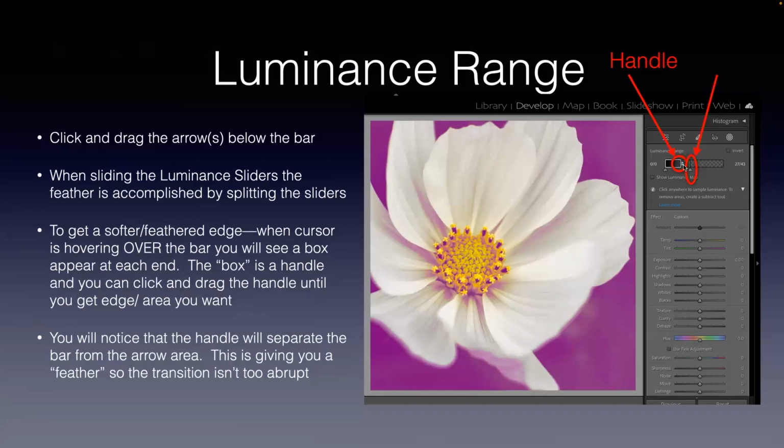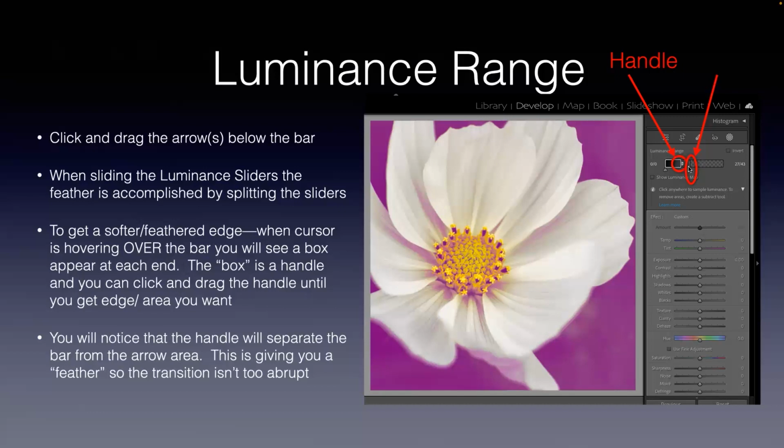So what you need to do is, if you hold your cursor over the bar itself, there's a little handle that appears. It looks like a little box on the end of the bar. And if you click on it, then you can drag it, in this case, to the left. If we were going the other direction, you would drag it away from the arrow that you've moved. And it puts that fade zone in between there. So that is one way to work this.